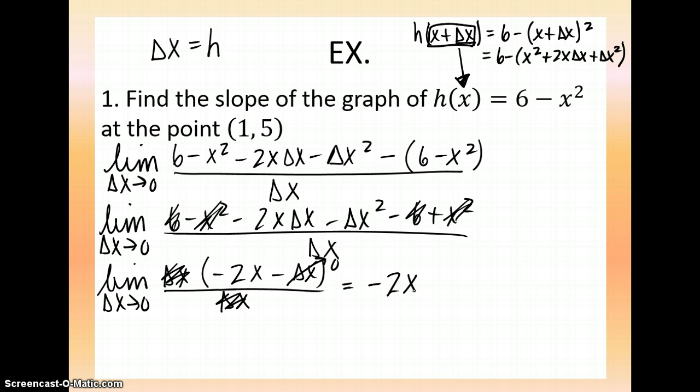I want the slope at the point 1, 5. So if I evaluate this at the point 1, 5, my slope is equal to negative 2. And for the beginning, the first several sections will only look at replacing one variable, the x variable. We will talk about the difference between when we have to use both the x and y coordinate, but not yet.